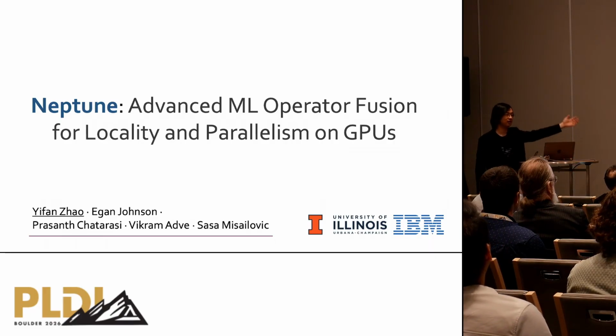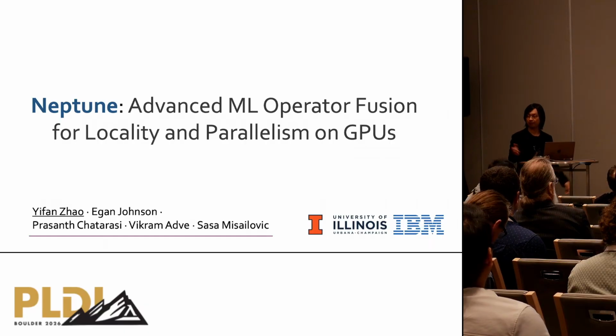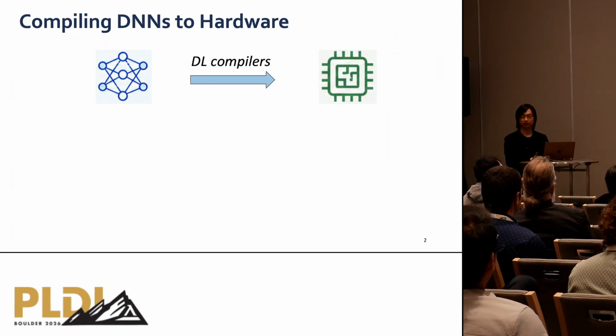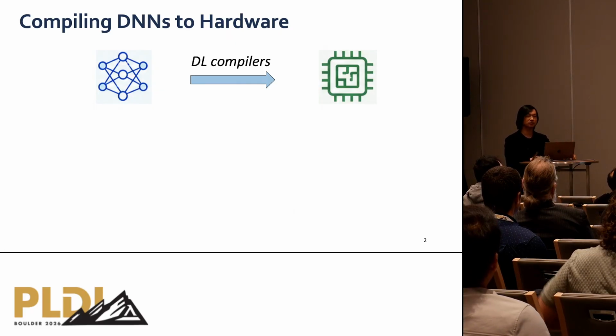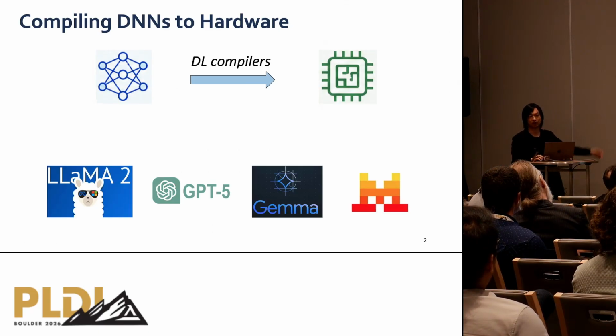This is my work, and I will tell you a story of how breaking the program and fixing it can bring us better operator fusion and better compilers. So Neptune is a deep learning compiler. The task of a DL compiler is to take a DNN and compile it to the hardware with good runtime performance. DNN here can be CNNs, LSTMs, large language models.